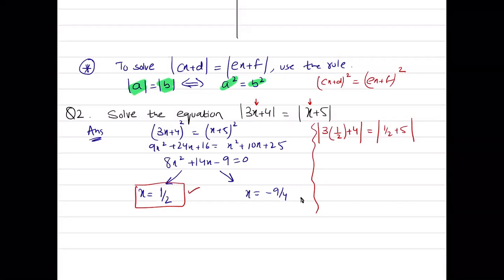So in 3x plus 4, it's minus 11 upon 4, and then in x plus 5, it's 11 upon 4 positive. Is it correct? Both the numbers on the left and the right should be equal, as well as the sign should be equal. So is minus 9 upon 4 giving you the right answer? No, there's a difference in sign. But 1 over 2 was giving you the right answer. Yes. Okay. So we are going to go with this answer.